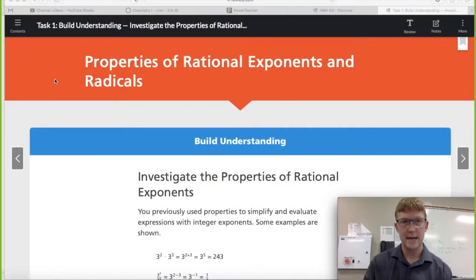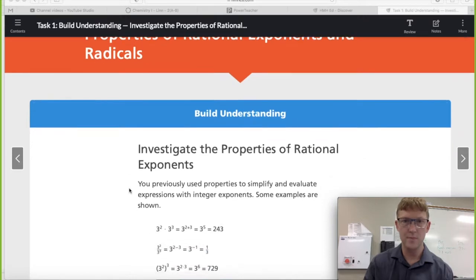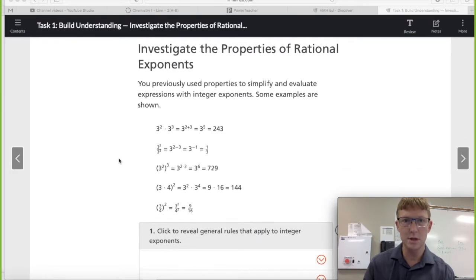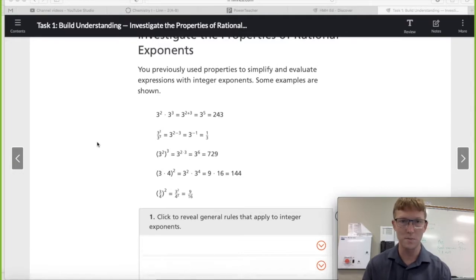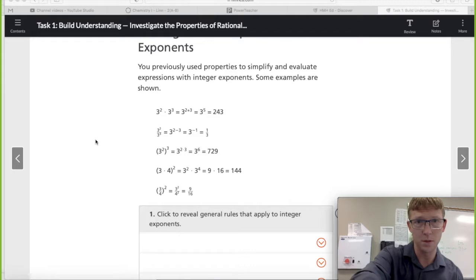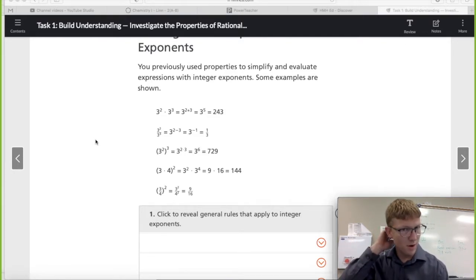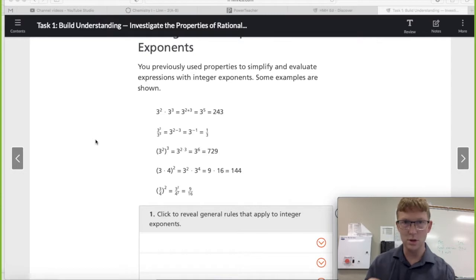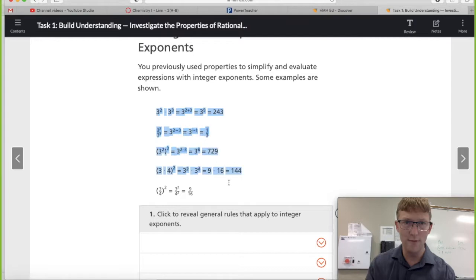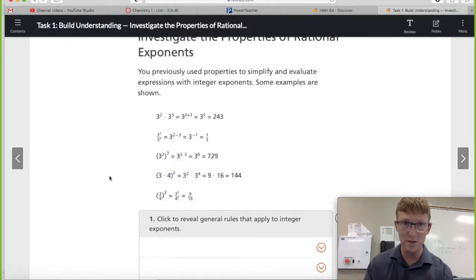So our first task here, to build our understanding, investigate the properties of rational exponents. We previously used properties to simplify and evaluate expressions with integer exponents. Some examples are shown. So this is kind of what we did in our last lesson. Well, no, I'm sorry. In our last lesson, we were doing cubed roots and fractional exponents. But this is something that hopefully you've seen before. I know for a fact if you are in my chemistry class, you've seen this before.